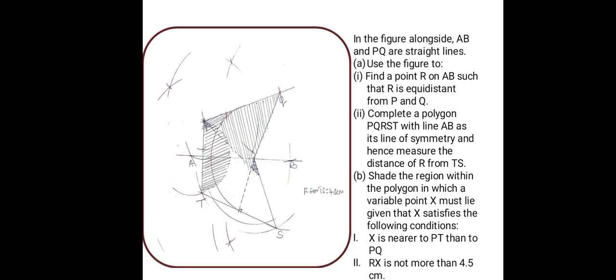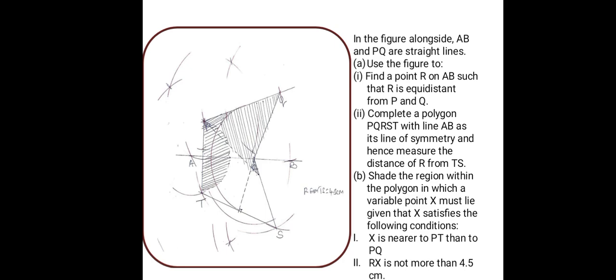In the figure alongside, AB and PQ are straight lines. A. Use the figure to 1. Find a point R on AB such that R is equidistant from P and Q. 2. Complete a polygon PQRST with line AB as its line of symmetry and hence measure the distance of R from TS.